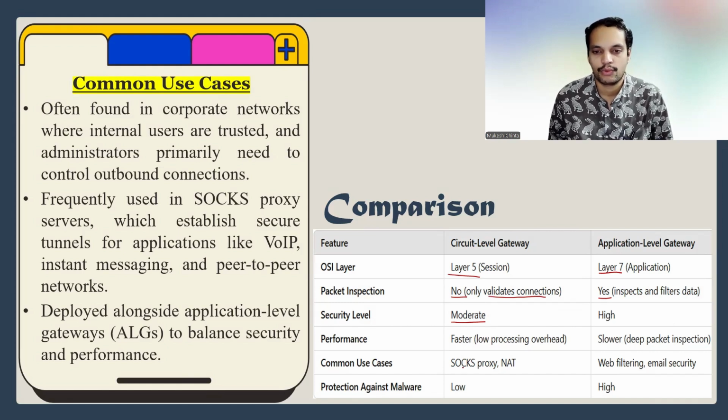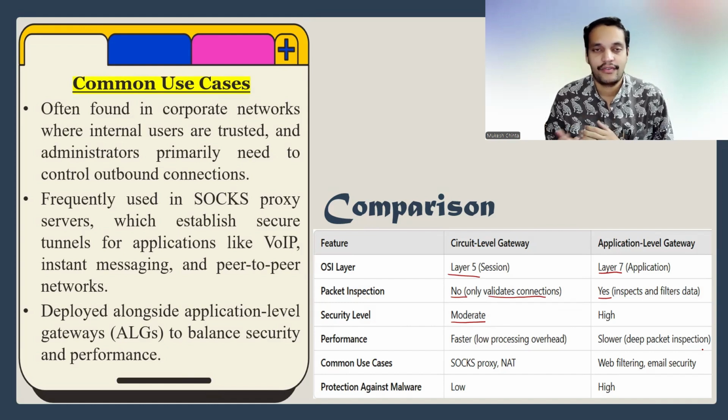Common use cases are SOCKS proxy and network address translation for the CLG, whereas for the ALG, web filtering and email security. Protection against malware: CLG does not give you the best protection, whereas an application level gateway, because of its deep packet inspection feature, does provide higher protection against malware.